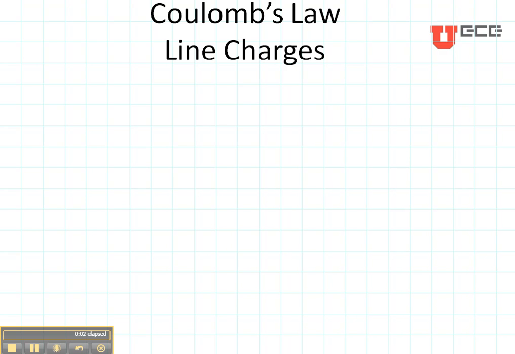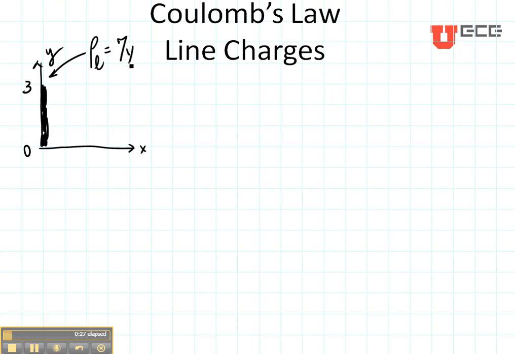Now let's talk about how we would handle lines of charges in Coulomb's law. Let's consider our xy case, like this, and let's consider a line of charge that goes right here from 0 to y equals 3, and every place on that line of charge, my charge distribution rho L for line charge is going to be given as 7y coulombs per meter.